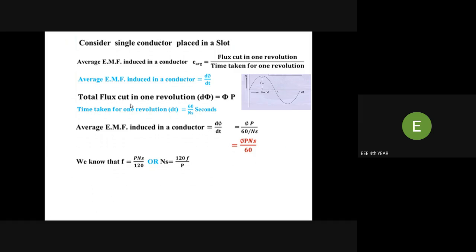We already know that Ns equal to 120 f divided by P. In the above equation, Ns is a mechanical parameter, so we convert it into an electrical parameter by substituting Ns as 120 f divided by P. Substituting in phi into 120 f divided by P, over 60 into P, we get 2f phi volts. So the average induced EMF per conductor is equal to 2 f phi volts.